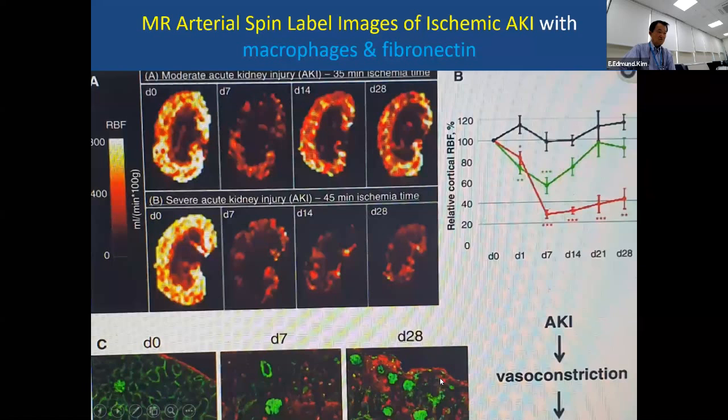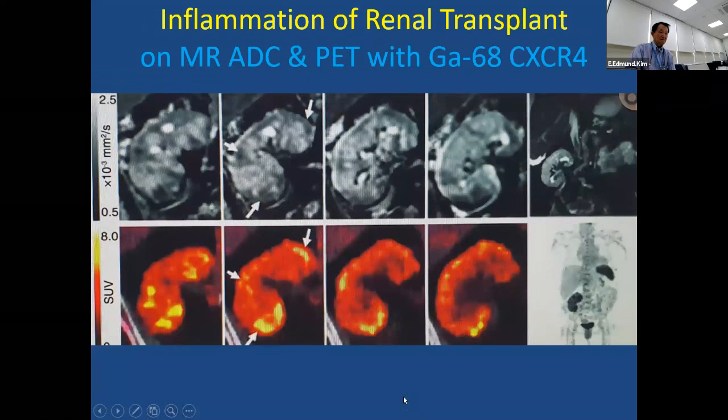Particularly, they use certain immune cells as a marker, macrophage and fibronectin markers. That's also in research. Certain inflammatory markers are labeled with gallium-68 in PET scan. The MR shows some decreased signal in the posterior aspect of the transplant kidney. That area showed increased uptake of CXCR4. That's an inflammatory marker. Antibody showing specific uptake.